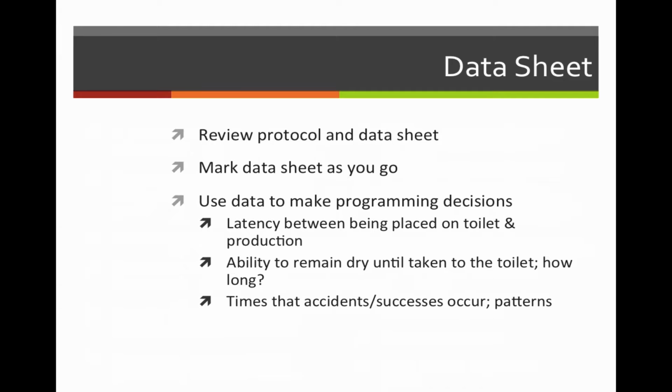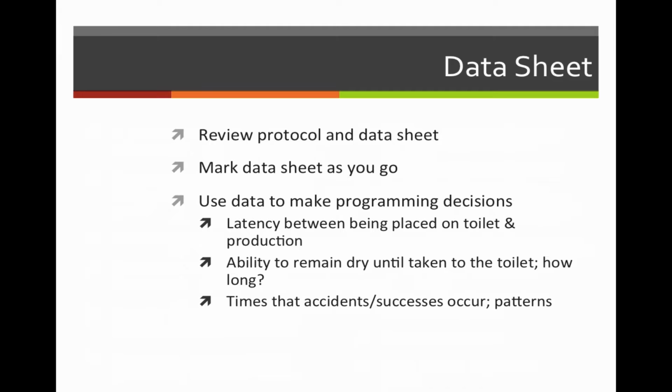Okay, so here we have a data sheet. You'll see an example here, or you can just build one yourself. Mark the data sheet as you go. There's a couple of things that we're looking at. One is how long it takes from the time that a student sits on a toilet till they actually go. That's called latency. And then the ability to remain dry until taken to the toilet.